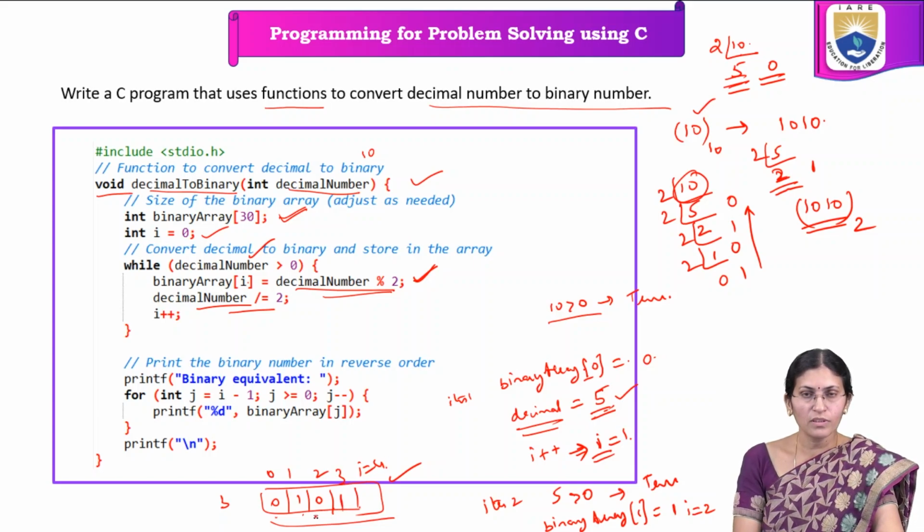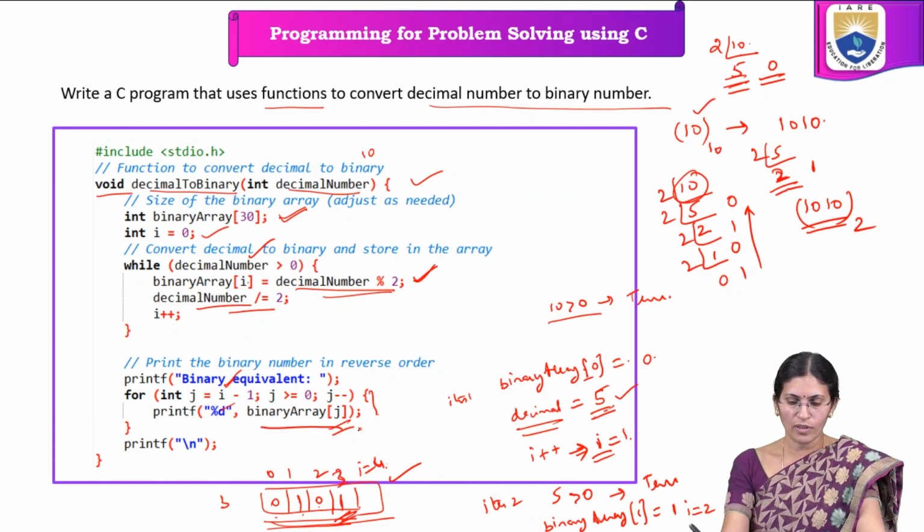When you need to display the binary equivalent for this decimal number, you need to print the values from the last index. So that is 1 0 1 0. For that we are using a for loop: for j is equal to i minus 1. Why? Because i is equal to 4 now, so 4 minus 1 is 3, the third place, with j greater than or equal to 0. This loop will repeat 4 times, and here it will print the corresponding value in this array.